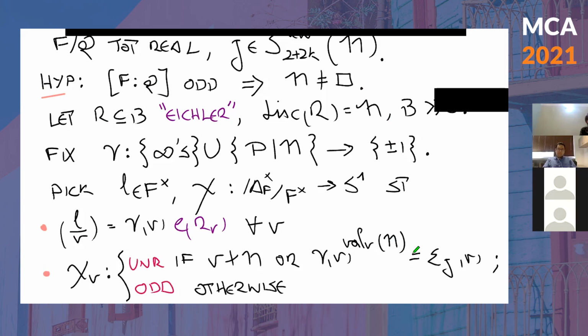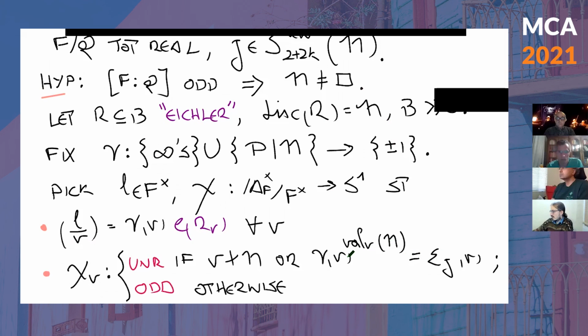I see. So when these do not agree, then the level is not going to be 4n, because you will certainly need to have some ramification character.